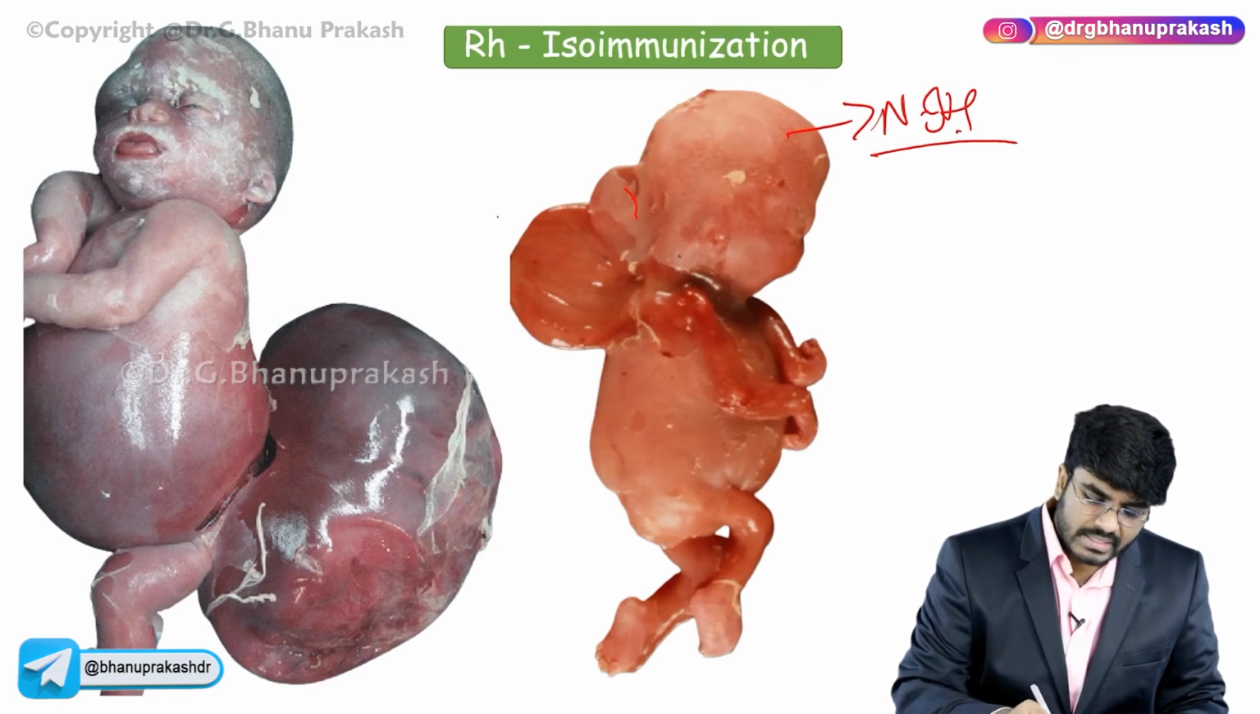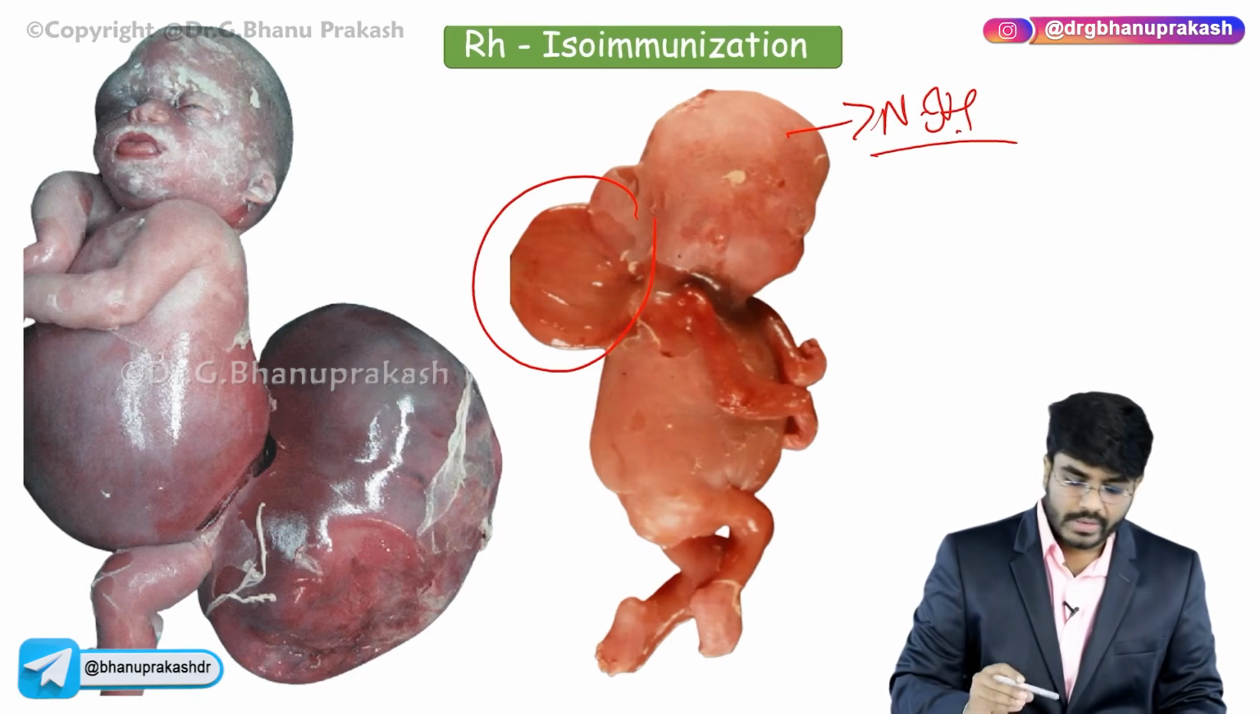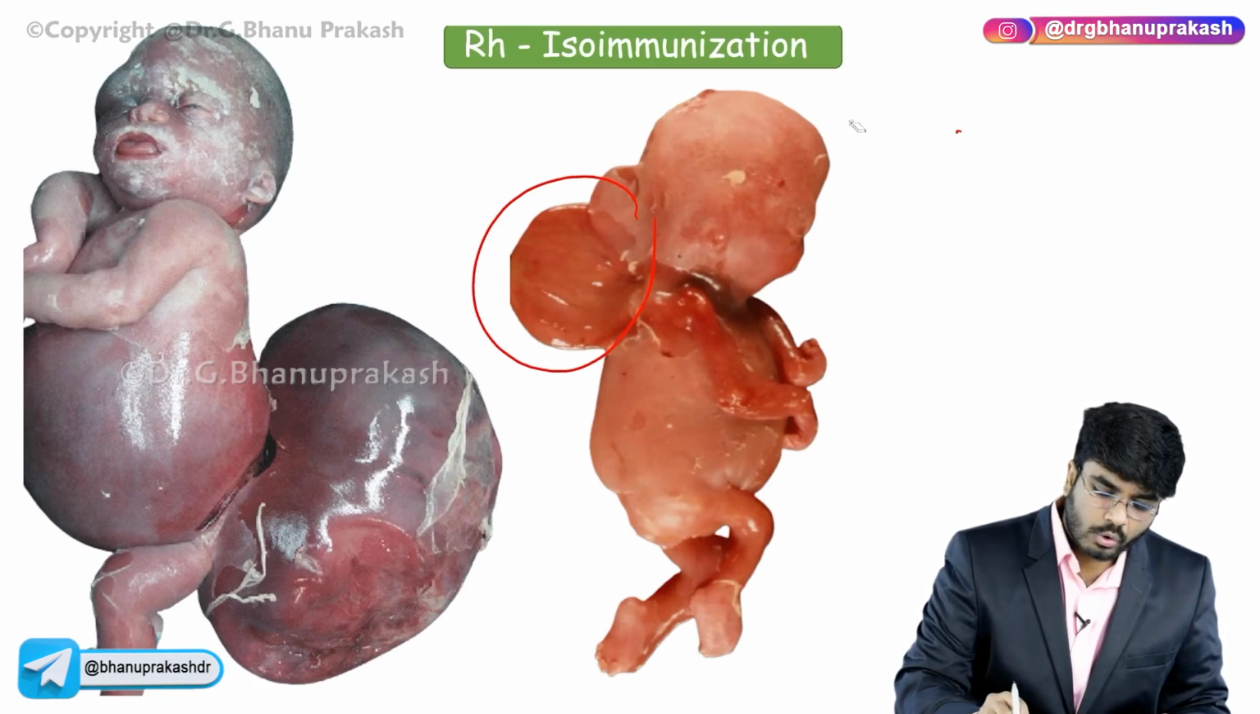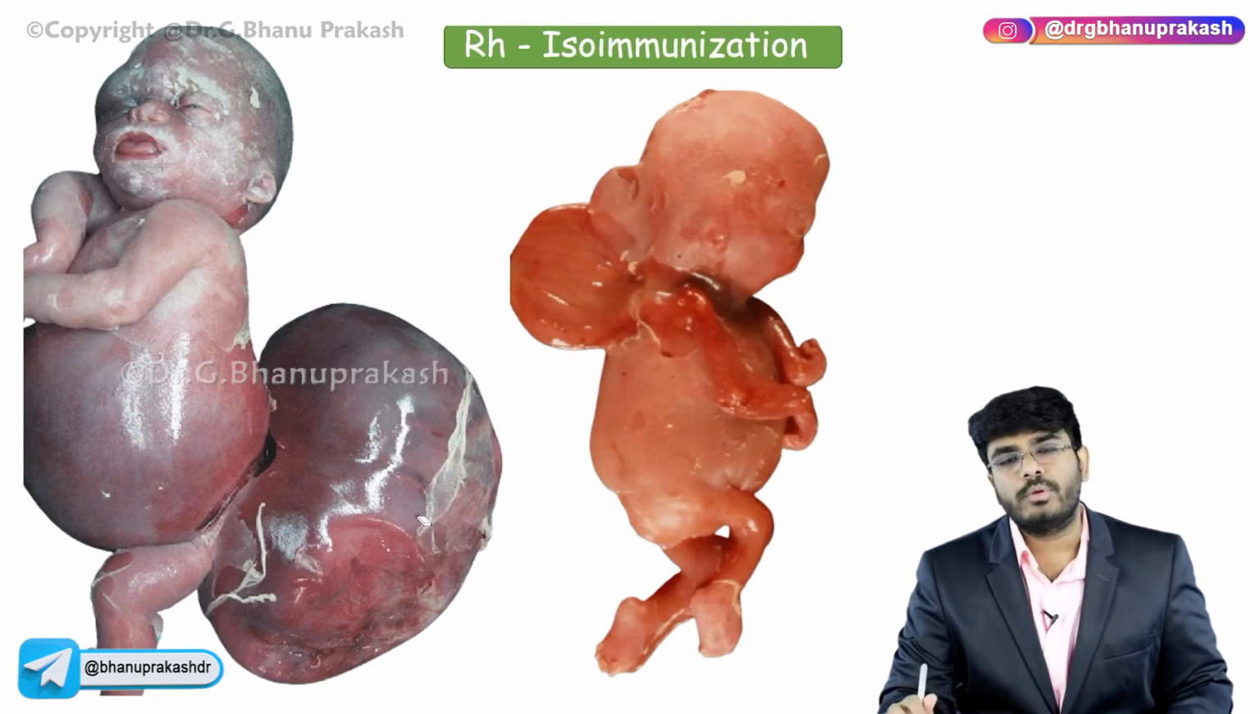How can I say that? Because here the baby is having cystic hygroma. Cystic hygroma babies are going to have non-immune hydrops, and sacrococcygeal teratoma can also lead to non-immune hydrops.